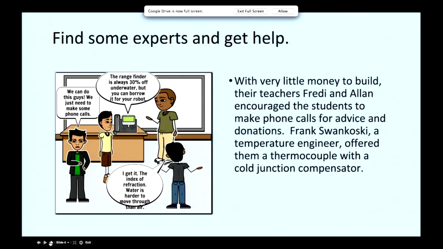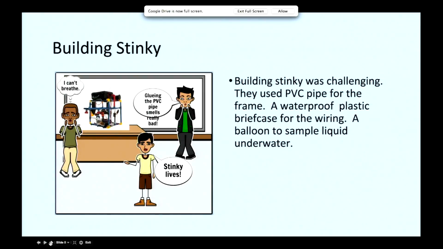With very little money to build, their teachers Freddie and Alan encouraged students to make phone calls for advice and donations. Enter Frank Swankowski, a temperature engineer, who offered them a thermocouple with a cold junction compensator. So the kids are learning to reach out to experts and get some advice on how to do their project.